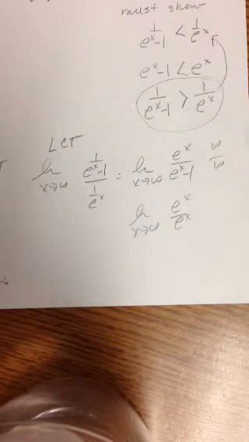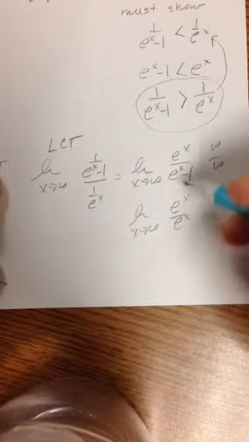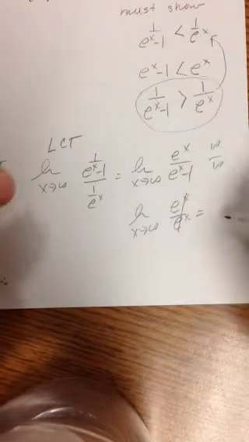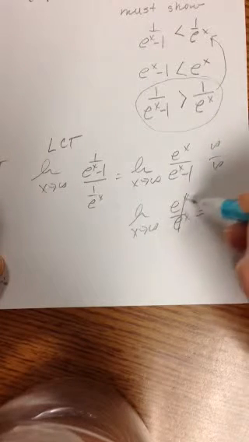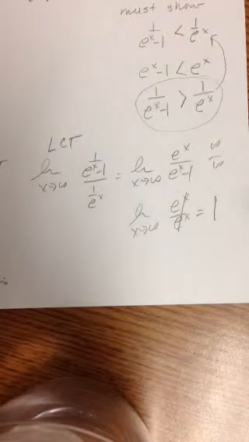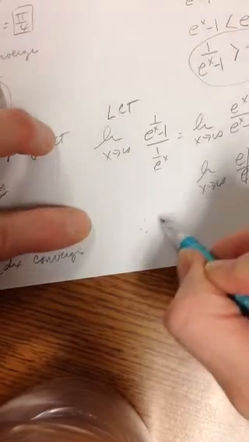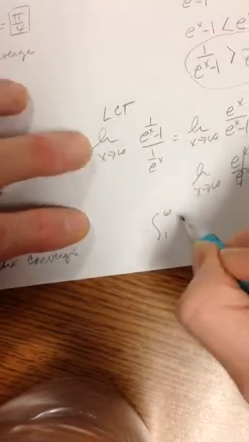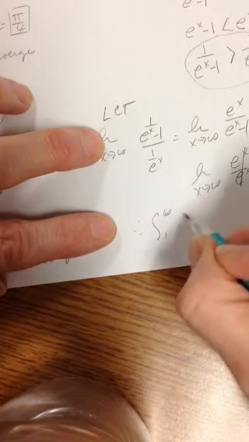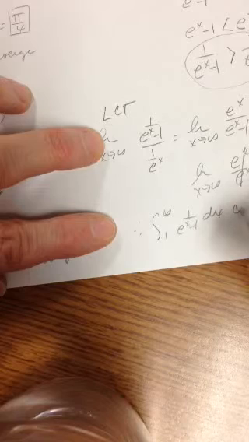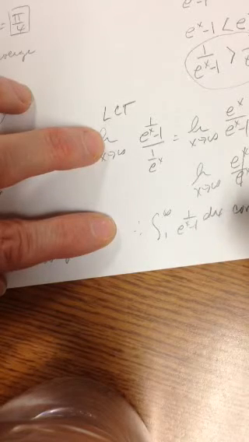Now that seems never ending, but what I'm going to do instead is simplify that, which is equal to 1, so the limit as x goes to infinity of 1 is 1. 1 is certainly a constant between 0 and infinity. Therefore, on the bounds 1 to infinity, the integral of 1 over e to the x minus 1 dx converges. And that was by the limit comparison test.